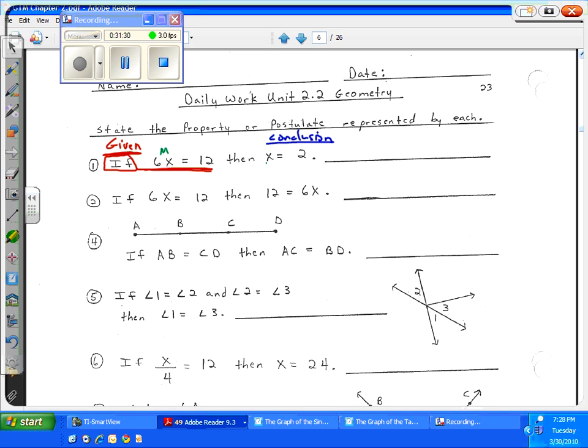Well, algebraically, we went from a 6x to an x, and so that 6 disappeared. The 6 was being multiplied, and the thing that would make that go away would be division. If you divided, you would get an x there, and over here you would get a 2. So we got x equals 2. That is a result of having divided both sides by 6, and so we say that it is a result of the division property of equality. Any questions on number 1? How did we go from the if statement to the then statement? Okay?